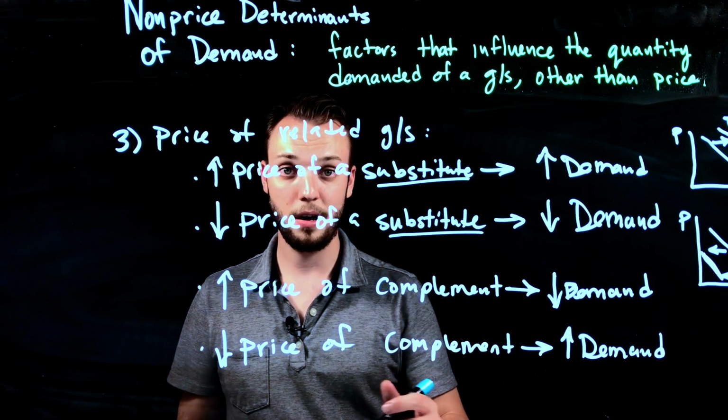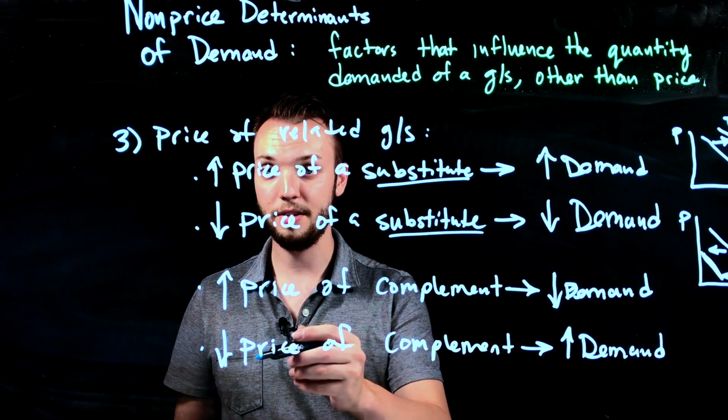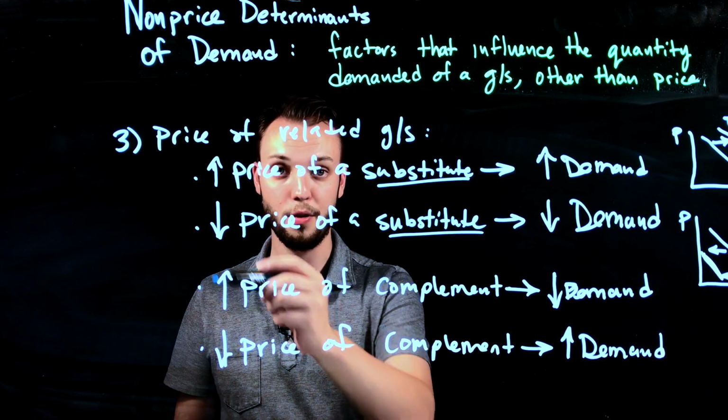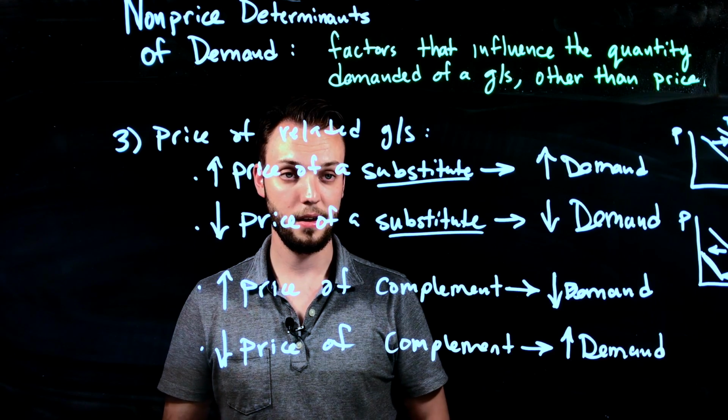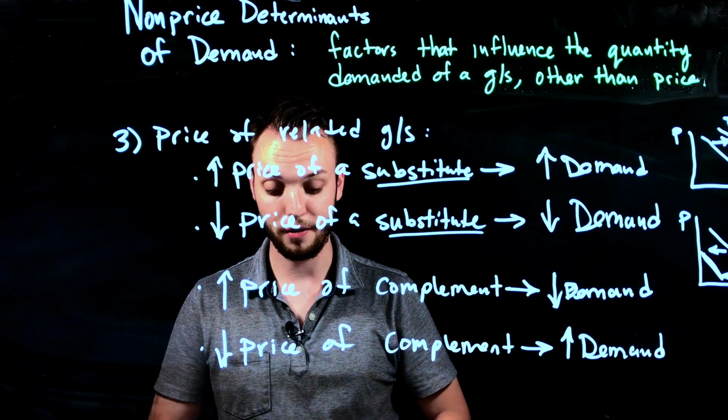So that's what we'd say is the price of related goods and services that cause the demand curve for a good or service to shift.